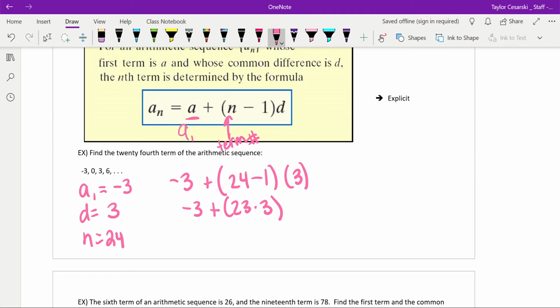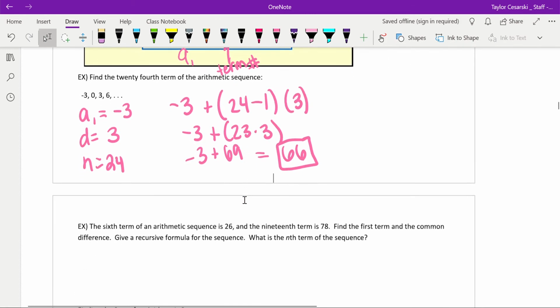Okay, so when I do that on my calculator, 23 times 3 is 69, negative 3 plus 69 is 66. And that would be my final answer.